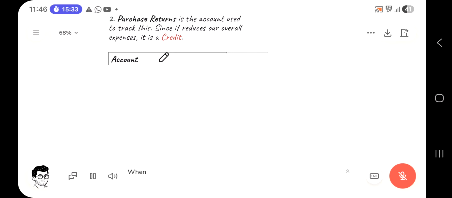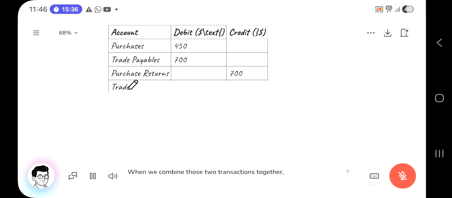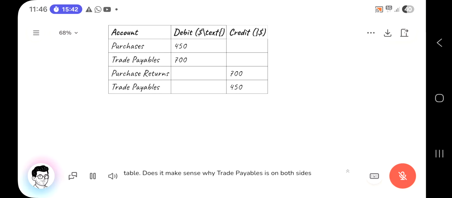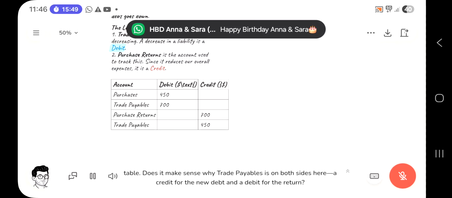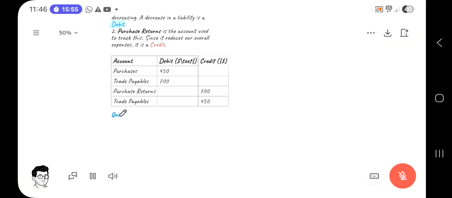When we combine those two transactions together, we get our final table. Does it make sense why trade payables is on both sides here? A credit for the new debt and a debit for the return? You killed it.